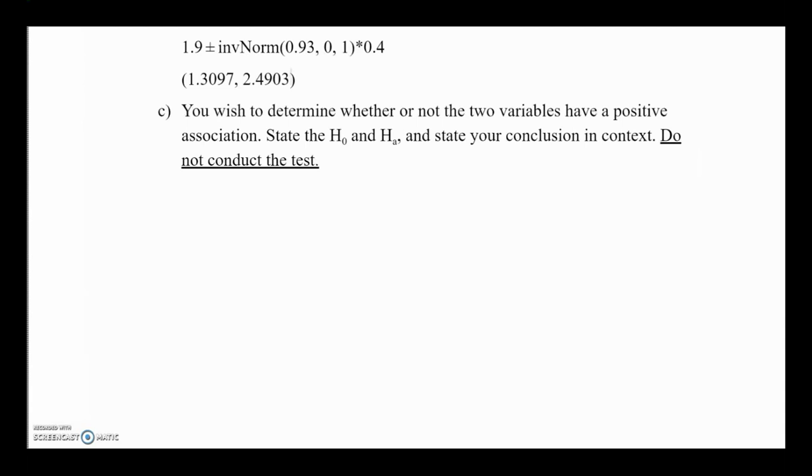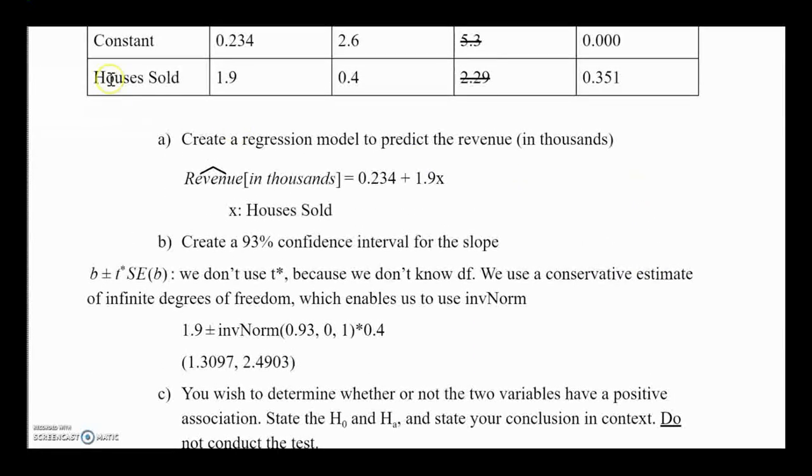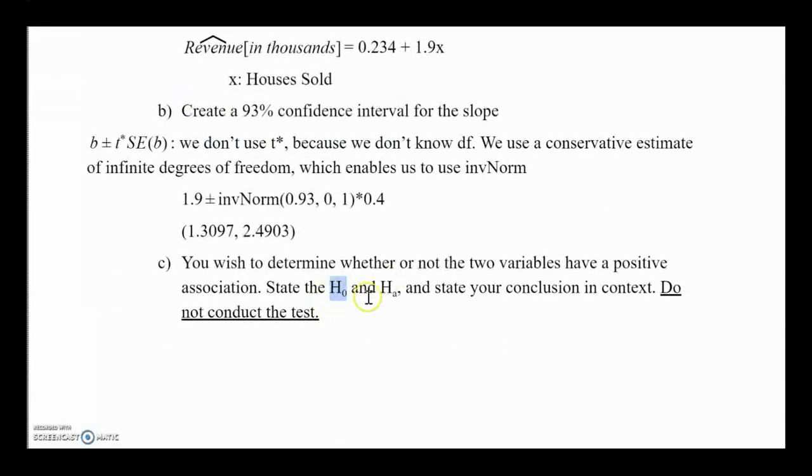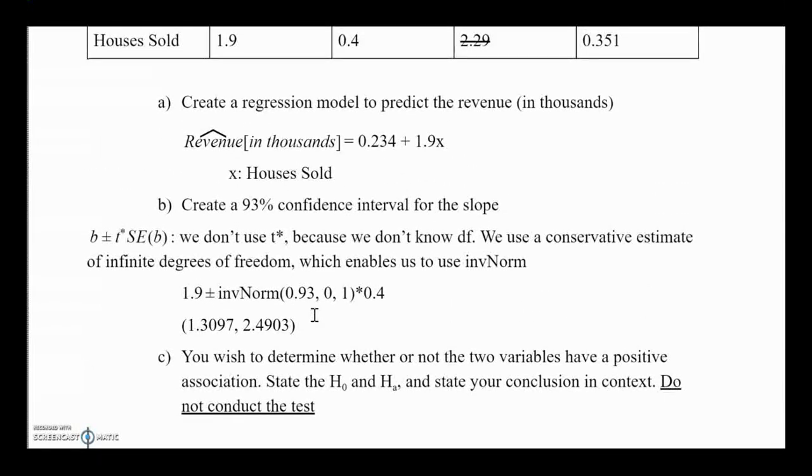Part C. You wish to determine whether or not the two variables have a positive association. The two variables in this case are houses sold and revenue in thousands. State the null and alternate hypotheses and state your conclusion in context. Do not conduct your test. That is very useful because if you wanted to conduct your test, you would have to know exactly what your degrees of freedom are, and you can't use inverse norm or norm CDF for that. You could, but your estimate would be really off and it becomes very tedious.